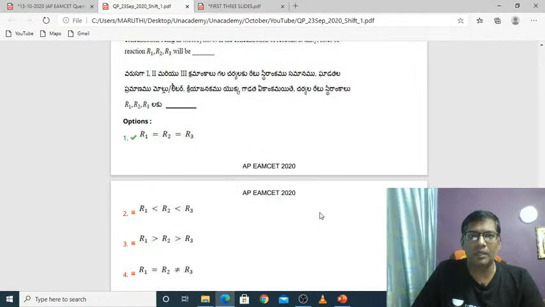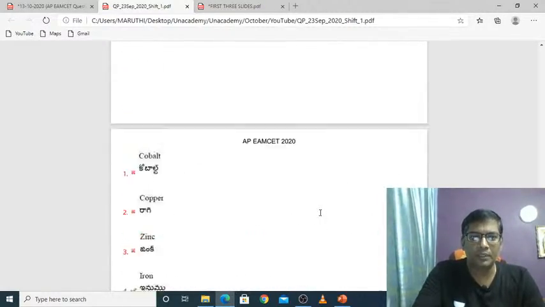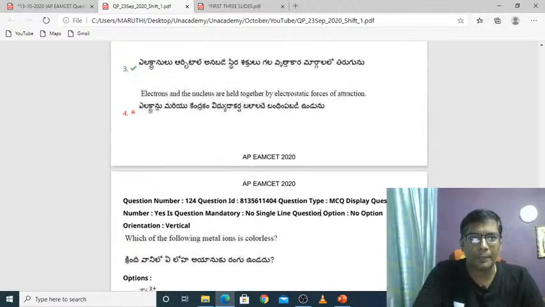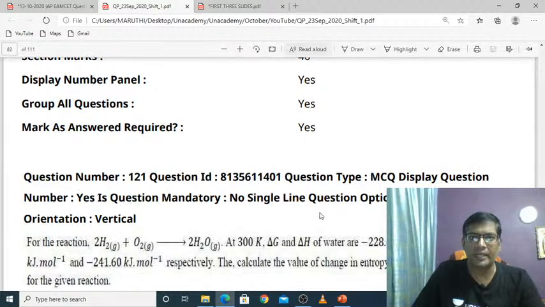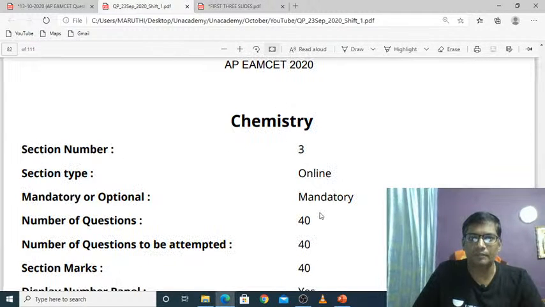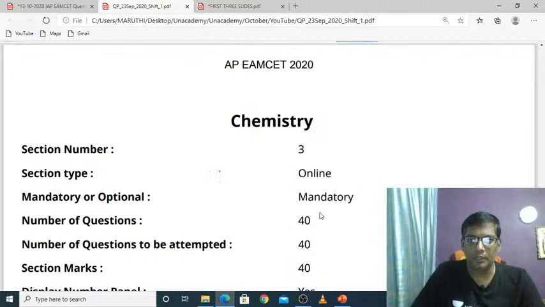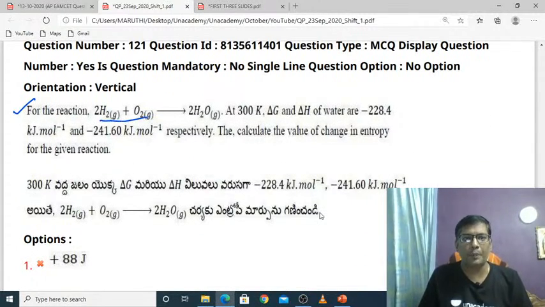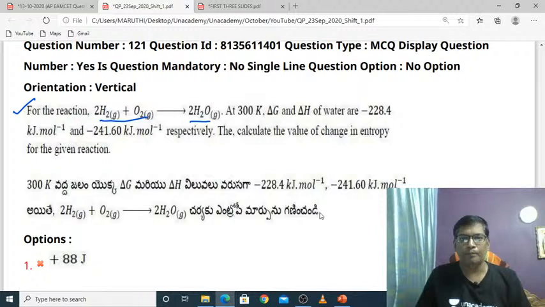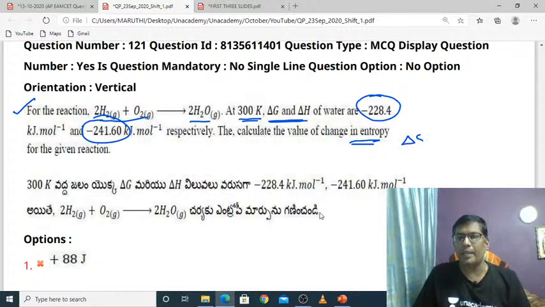Now let us come into our important concept, that is the question paper solving. You know very well, 21st September question paper. Our questions start from 121. The first question is, for the reaction 2H2 plus O2 gives 2H2O at 300 Kelvin, delta G and delta H are given, and calculate the value of change in entropy. That means you need to calculate the delta S value.